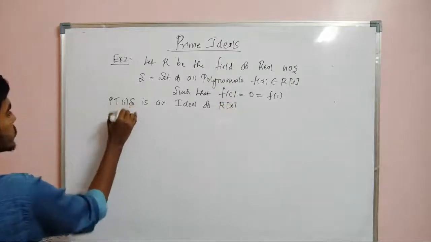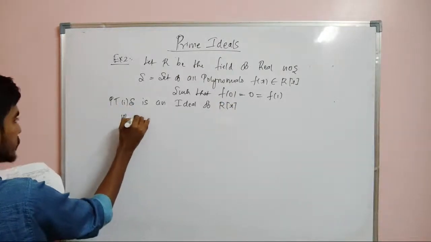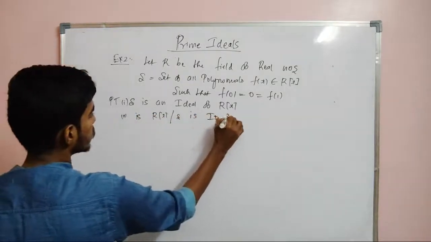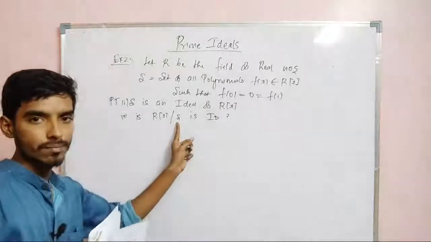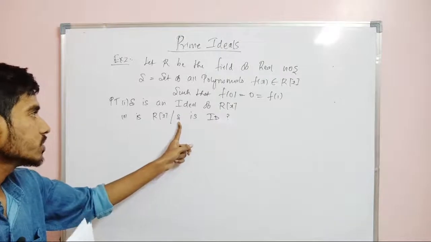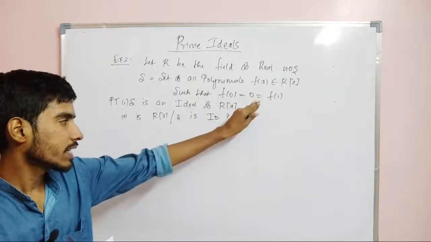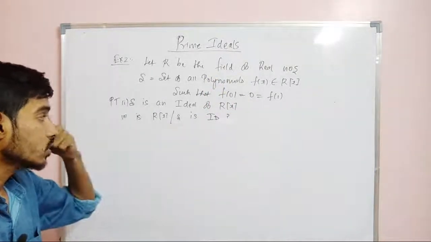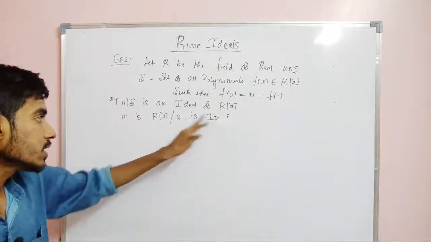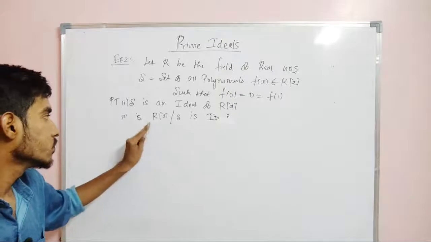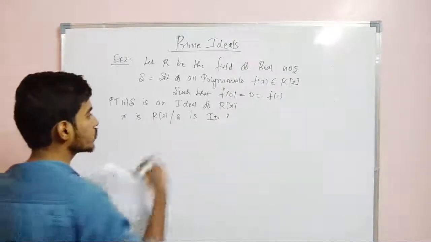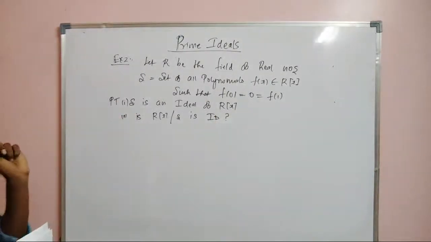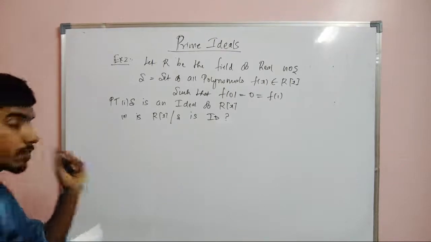Prove that S is an ideal of R of x, and is R of x by S an integral domain? This will be an integral domain if S is a prime ideal. So what we need to do is check whether S is an ideal, and if it is a prime ideal, then this is true, because R of x by S will be an integral domain if and only if S is a prime ideal, and a field if and only if S is a maximal ideal. Is R of x by S an integral domain, they are asking. So we need to check whether S is an ideal, and if it is, whether it is a prime ideal or not.